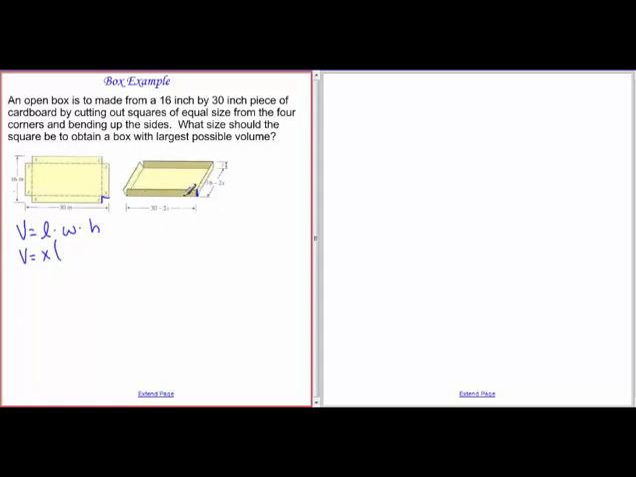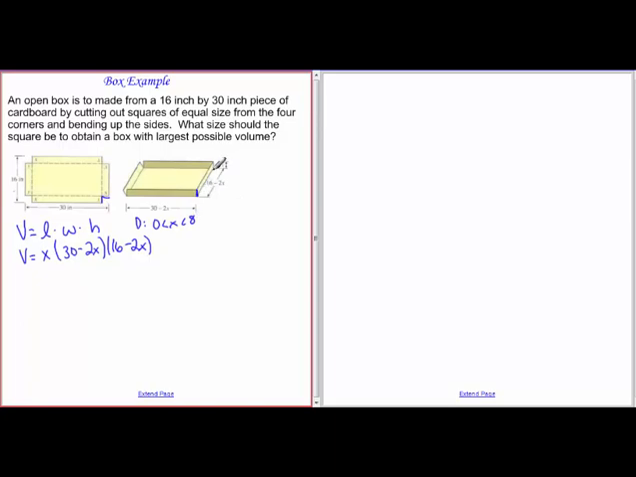The width is 30 minus 2x. I started with 30, but I've cut out x from both sides, so that's 30 minus 2x. And our length is 16 minus 2x. Now our domain restriction is 0 is less than x is less than 8.